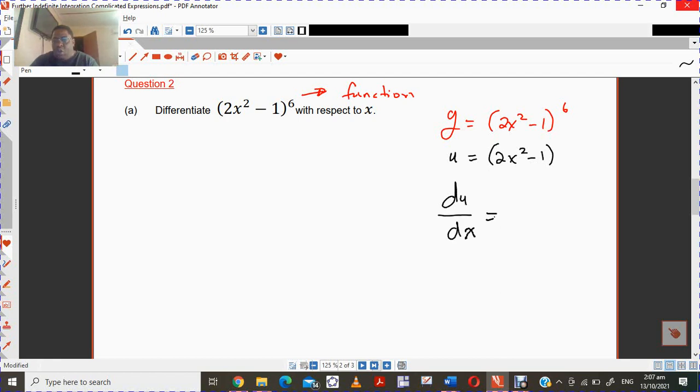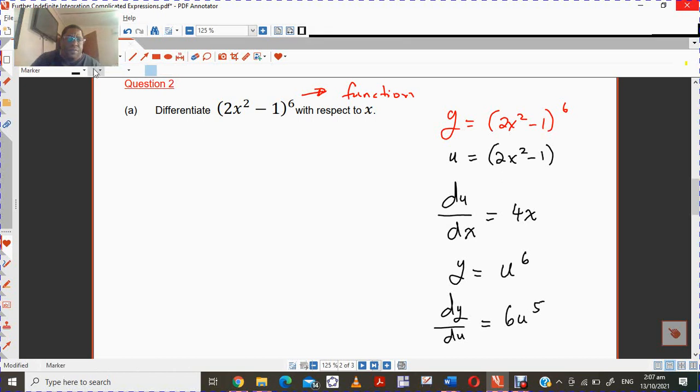And here then, du dx will be 4x only. Hope you know how you're taking away 1 and then you multiply that 2, and the derivative of a constant is 0. So that is du dx. But we can also then say, in that case, our y can be written as nothing but u raised to the power of 6 from what we have here. And when you do dy du, then it becomes 6u to the power 5. But our u should then be replaced by whatever we have here. So this u will be replaced by that expression. I hope you get that.